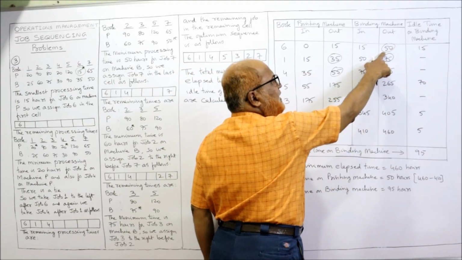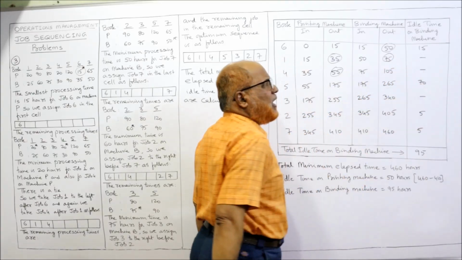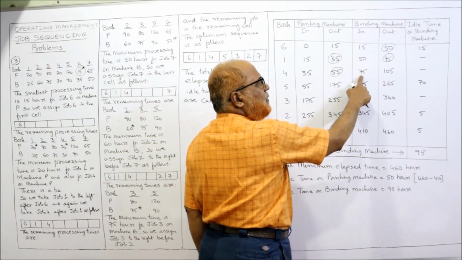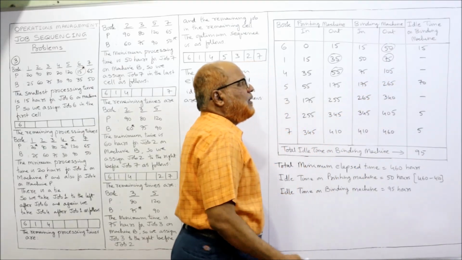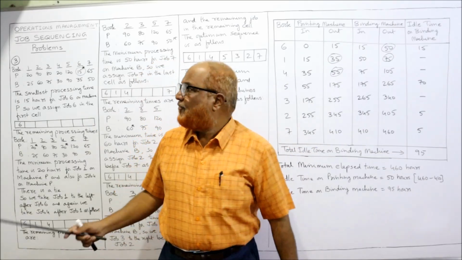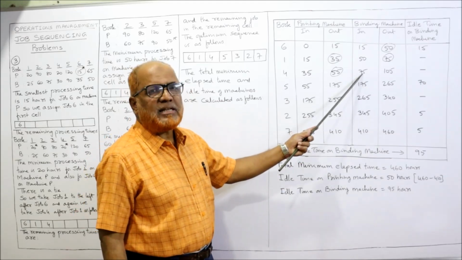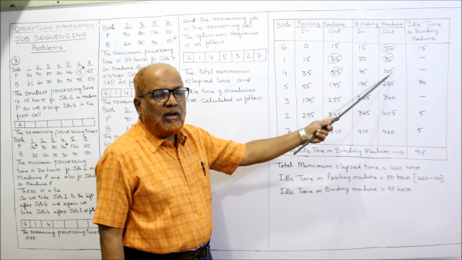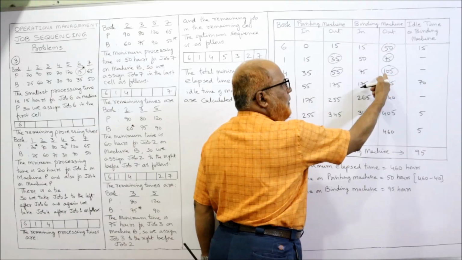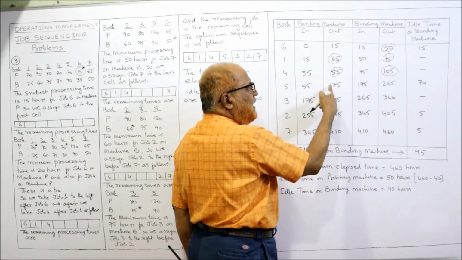Here at 50 days it was completed. Immediately at 50 days the next book was started. So there is no idle time. Here also 75 days completed. Immediately at 75 days the book was started. No idle time. Now 105. See here carefully. Fourth book binding is 30. Right? So 75 plus 30, you will get 105. Now you compare. At 105, the book was over. But it cannot start at 105 because here the fifth book was ended at 175.